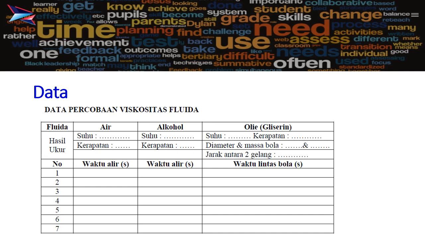Then we come to the data. Your data is going to be filled into these tables. You measure the temperature, you measure the density, you measure the diameter of your object, which is the ball bearing, and then you measure positions A and B on the Ostwald viscometer, as well as the times traveling from A to B for the various liquids you're using. Then you're ready for the calculation, right?